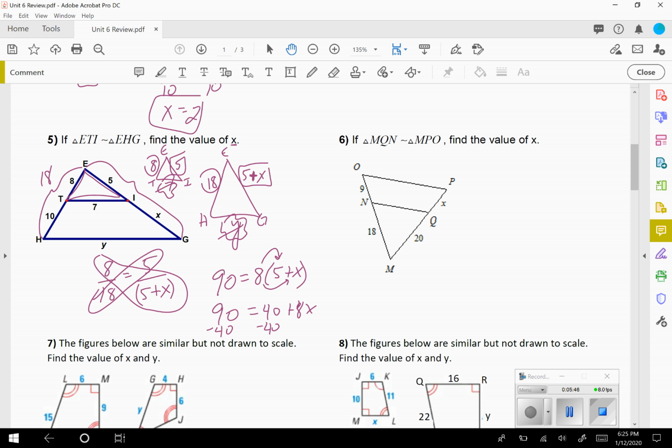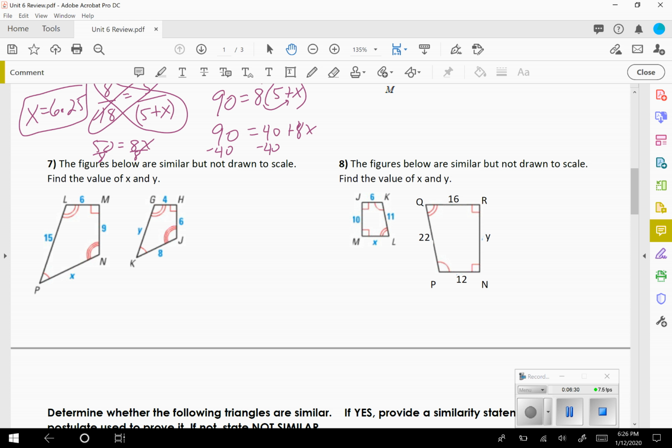So 90 minus 40 is going to be 50. That's equal to 8x, and then divide by 8. And you get that x is 6.25. So the main thing with these is whenever you have the two pieces and you don't know one of the pieces, make sure that you do the 5 plus x. All right, so again, over here, look, you have the 20 and you're trying to find the x, make sure that you add it. And that big piece, it's 20 plus x.